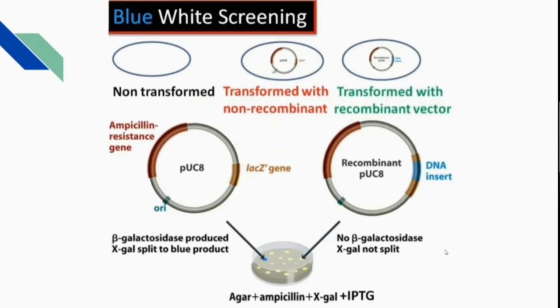In the case of transformed with non recombinant vector, there is no insertion, so this vector will synthesize beta galactosidase. Beta galactosidase will convert this X-gal into a blue product, so transformed with non-recombinant vector will appear as blue colonies, whereas in the case of transformed with recombinant vector, the colonies remain white due to absence of beta galactosidase. Thus, it is very easy to select transformed recombinant colonies from transformed non-recombinant colonies.